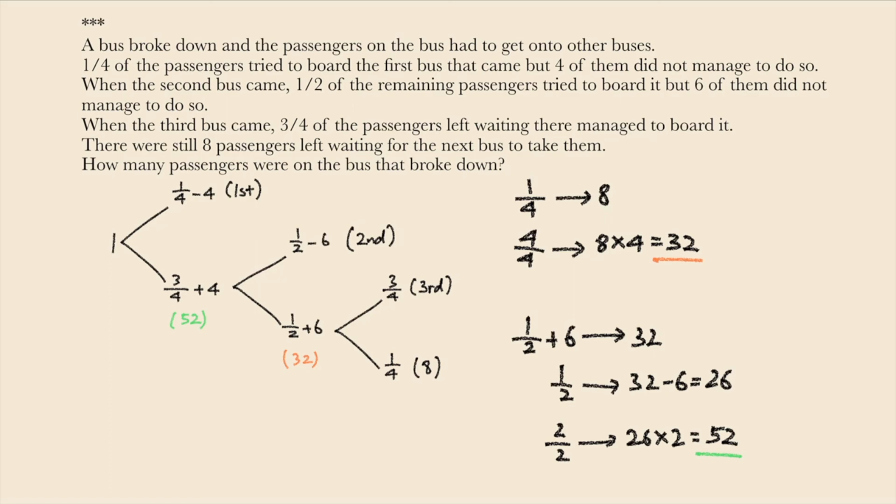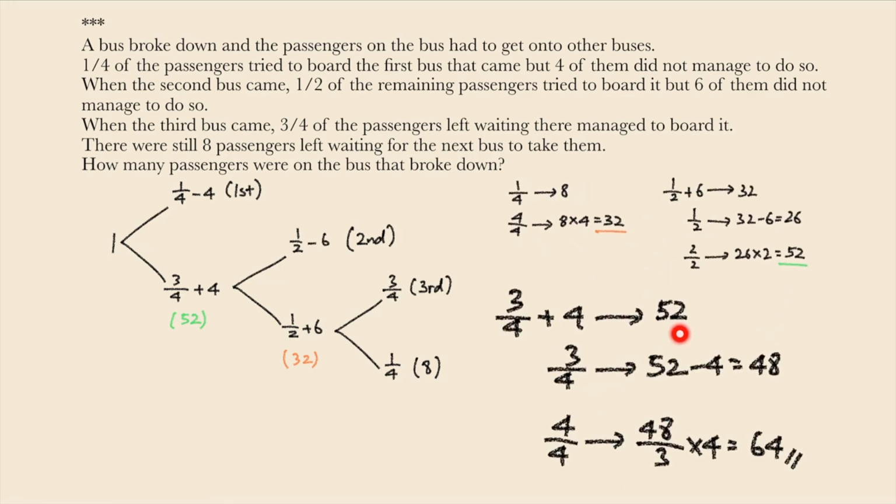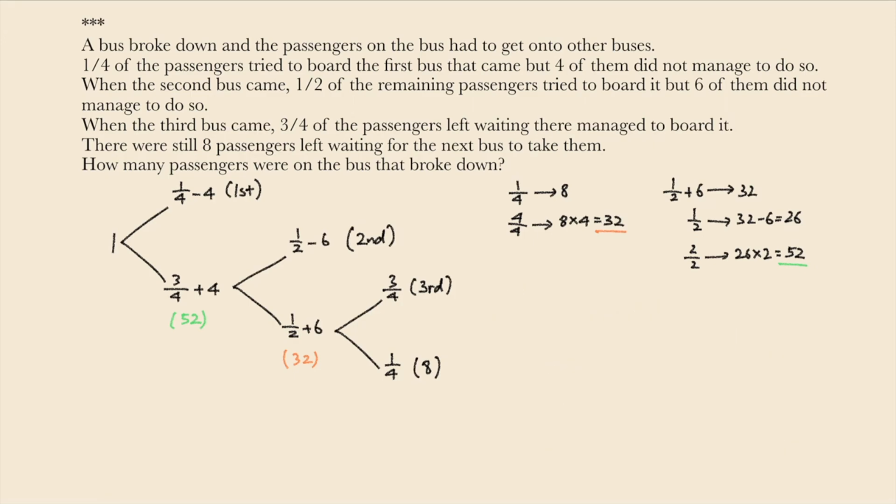How many passengers on the bus when it broke down? So we're interested in 4/4. So 3/4 plus 4 is 52, and therefore 4/4 is 64. And that's it. This is branch method B with real numbers. The additional thing is just real numbers being added to your branches. Hope you found this useful.